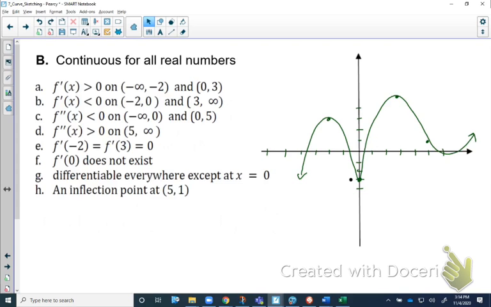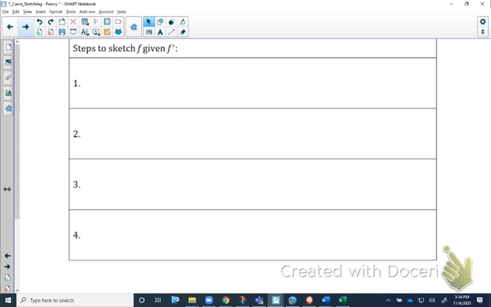Now, the last thing that we're going to be looking at here is just telling you what are some steps that you have to do in order to sketch the function given the derivative. And that's going to be a big deal because generally when the AP test gives you a graph of a function, the graph is actually the derivative of the function. So you need to make sure you read the question.